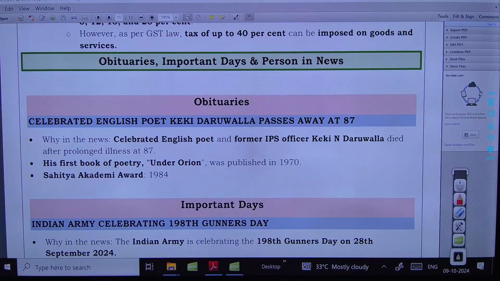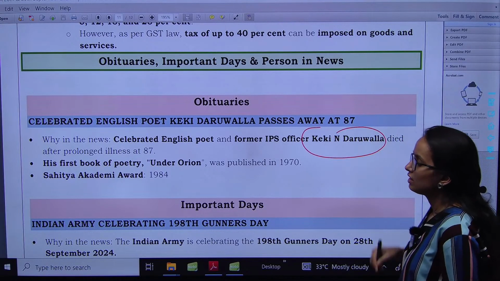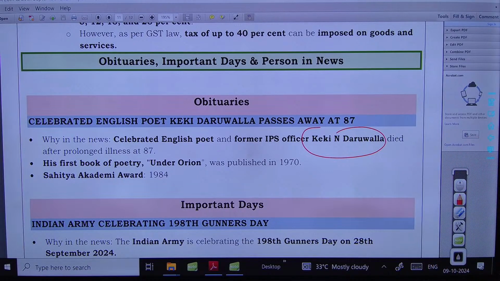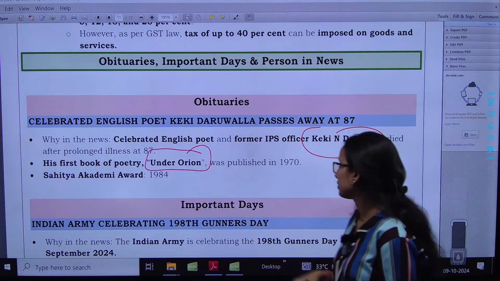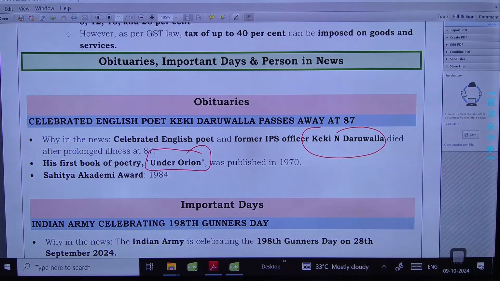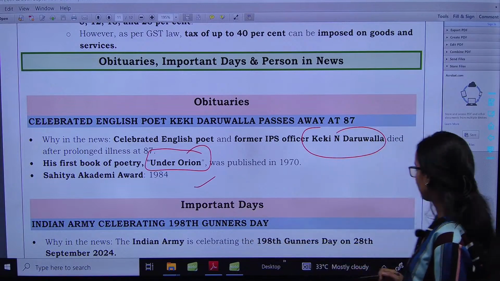Last, we have the obituaries and important days in person. So celebrated English poet and former IPS officer K.K.N. Daruwala, very famous poet, you all know this name, has died. And his first book of poetry, remember the name, was Under Orion, published in 1970. He also won the Sahitya Akademi Awards.